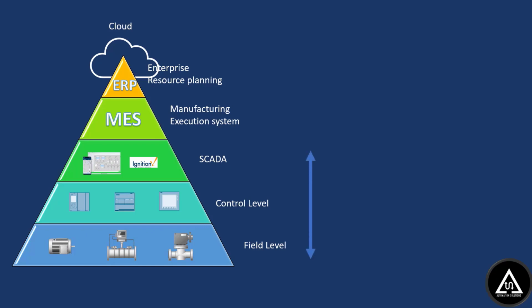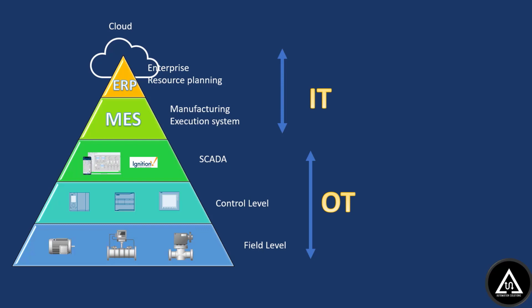The only thing that we didn't mention yet is that the bottom three layers, the field level, the control level, and the SCADA level, are called the OT levels, meaning operation technology. While the ERP and the MES are called the IT level.